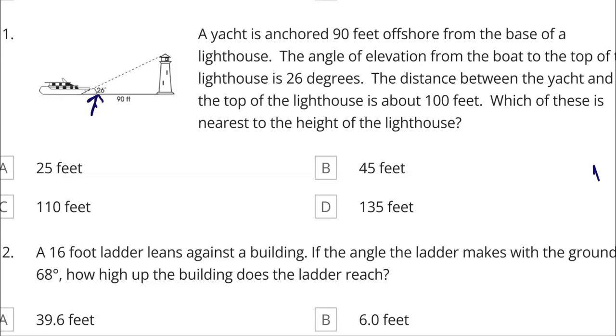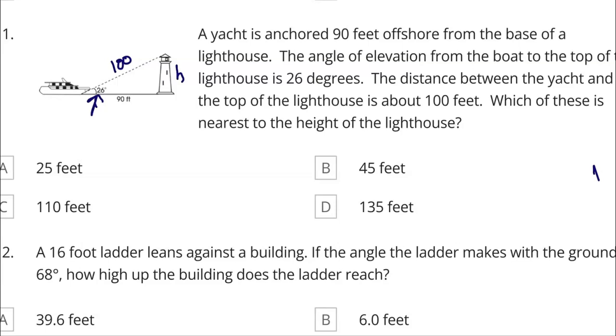So the distance between the yacht and the top of the lighthouse, so that's here, is about 100 feet. Which of these is nearest to the height of the lighthouse? Okay, so we want the height of the lighthouse. So I have some options here. I could do Pythagorean theorem and solve for it, or I could use trig. I think I'm just going to use trig.